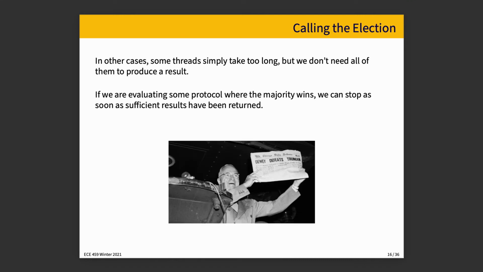On the subject of that, there's also the idea of calling the election. This was written long before November of 2020, let me tell you. But in some cases, results take a long time, but we don't need all of them to produce a result. In a situation where the majority wins in some protocol, if it's a distributed database and they're electing a leader as the database, if there are 5 nodes and 3 of them have voted in favor of node 2, we don't need the other results. We can stop as soon as sufficient results have been returned. It's either there's an outright majority for a particular option, or the remaining votes are insufficient to change the outcome.